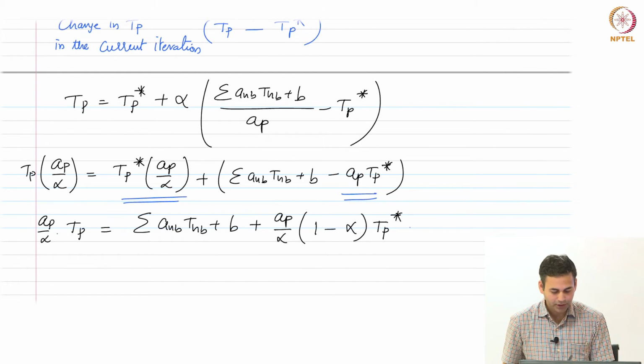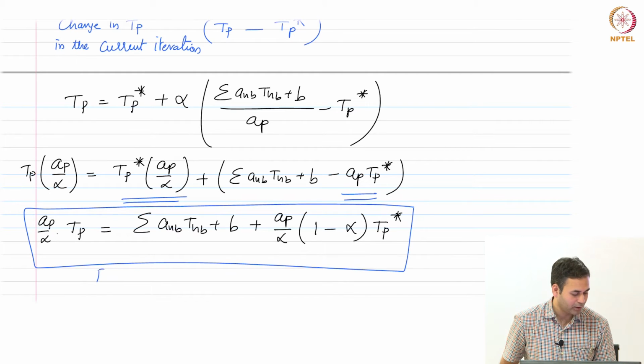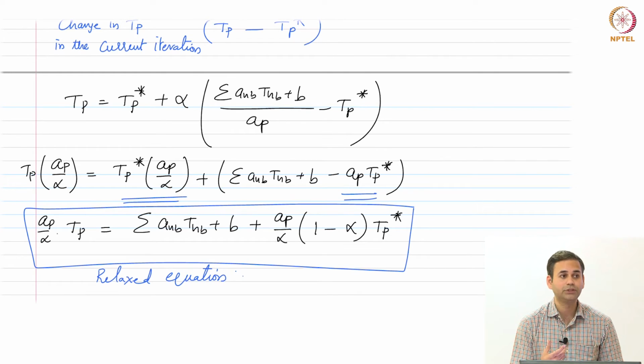So, this is my under relaxed equation, or a relaxed equation, for the original equation that we have, which is APTP equals sigma n b t n b plus b. For that, this is the relaxed equation where the coefficient alpha is the relaxation parameter. Now we have to see whether this will give the correct solution or not, or are we solving the correct system or not.